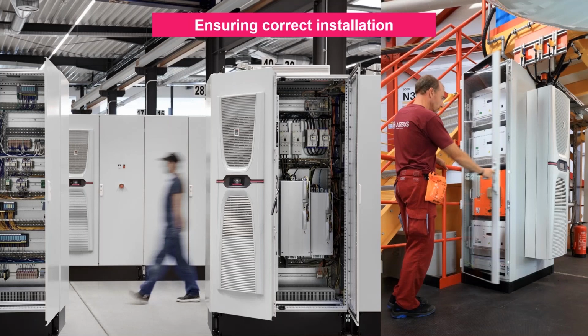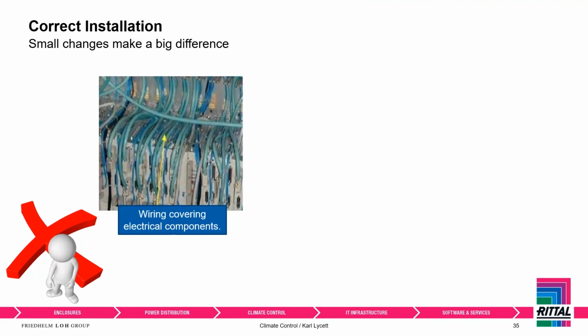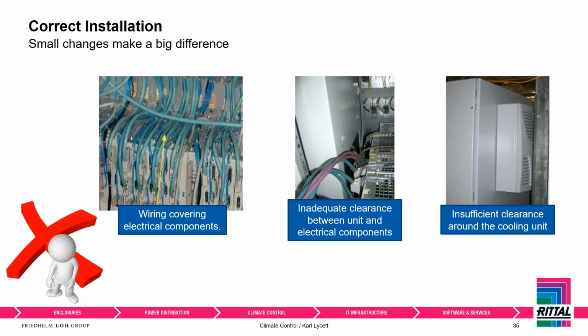Okay, we're on the home stretch now, guys. Bear with me. So, ensuring correct installation. Small changes when you're installing do make a big difference. Your wiring: if you're covering your electrical components, and again, these are not staged photos, these are photos we've seen over the years. If your wires are covering your electrical components, if you provide inadequate clearance between your cooling unit and your electrical components, or you provide insufficient clearance around the cooling unit on the outside, this is a no-go. You're not going to be having a good day.